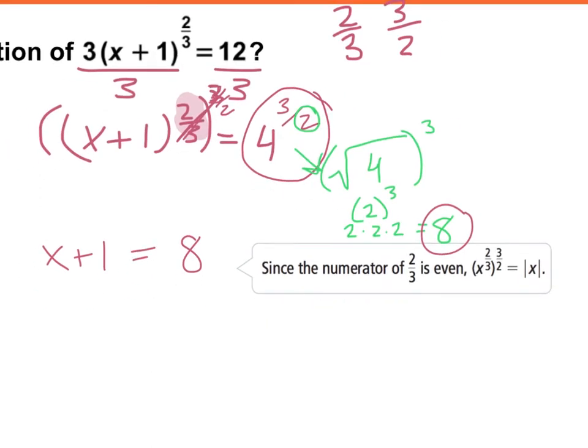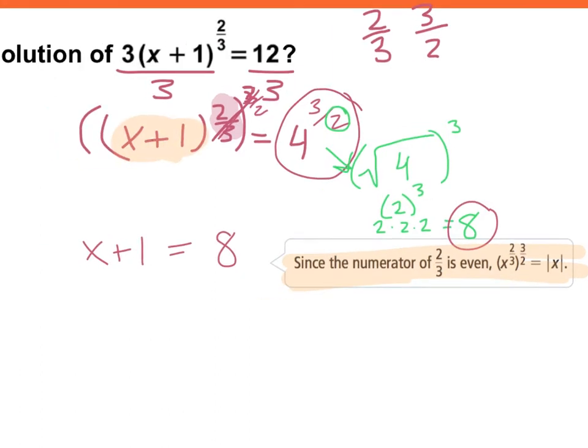One thing that we have to keep in mind here that's super important: if our numerator is even, then when we cancel these out, it has to become absolute value signs. So we have to do the absolute value only when the numerator is even.